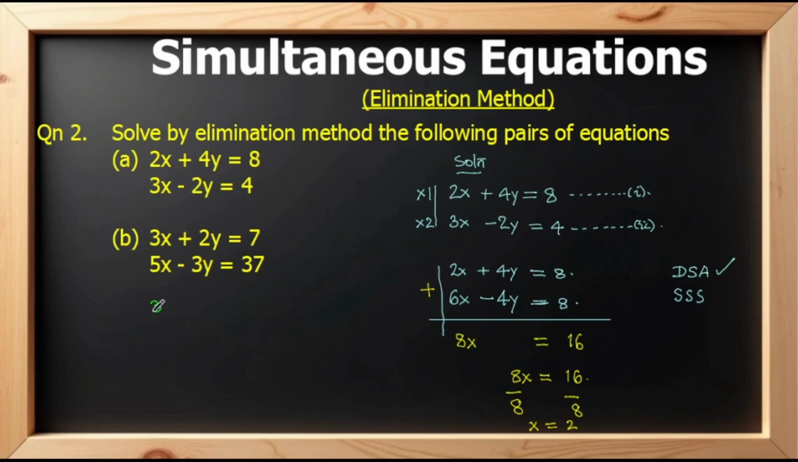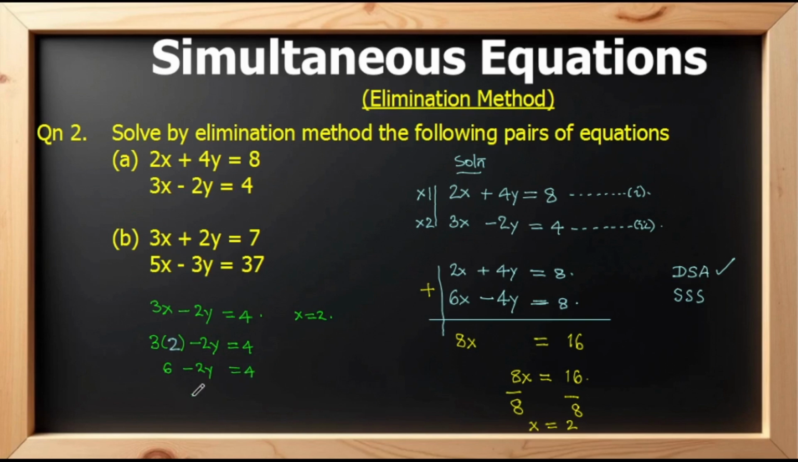Equation number 2 is 3x minus 2y equals 4, and then we substitute this value of x equals 2 wherever we get x. So we have 3 multiplied by the x value, then minus 2y equals 4, but we know that x is 2, so we place 2 there. Now when you multiply 3 times 2, you get 6, then minus 2y equals 4.